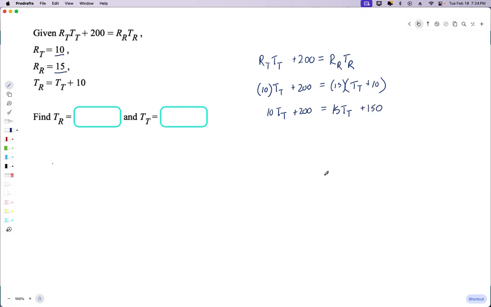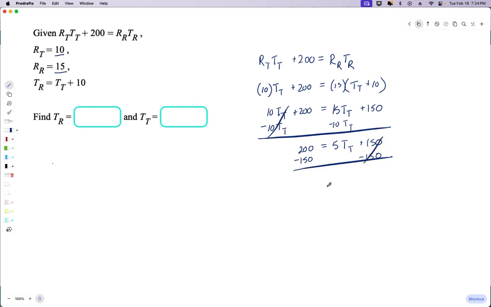So now we have something to work with. I am going to subtract 10 TT from this side and this side because this is the bigger number, and working with a positive is so much easier when you're dealing with your variable, right? So then this goes away, and I have 200 on this side, and I have 5 times the time of T plus 150 on this side. So now I want to get this by itself so I can divide. So I'm going to subtract 150 from both sides.